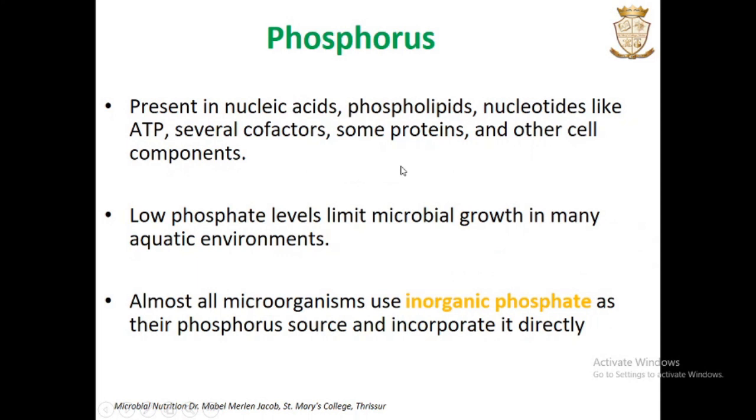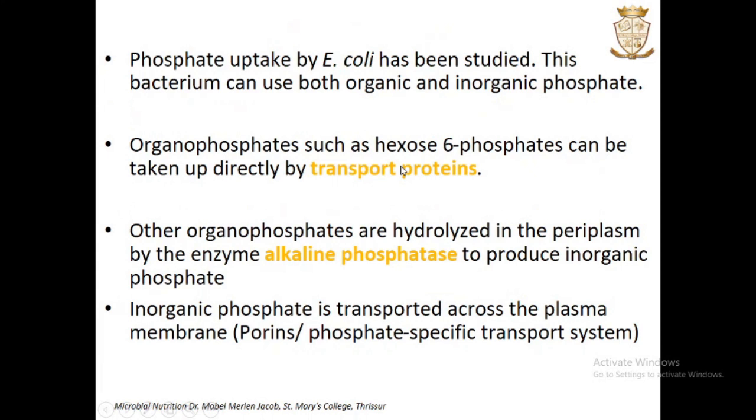Next, phosphorus. Phosphorus is present in nucleic acids, phospholipids, nucleotides like ATP, several cofactors, some proteins, and other cell components. Low phosphate levels limit microbial growth in many aquatic environments, so it is important there. All microorganisms use inorganic phosphate as the phosphorus source and can incorporate it directly. The uptake by E. coli has been studied. The bacterium can use both organic and inorganic phosphates.